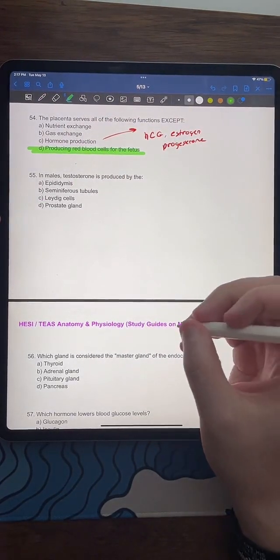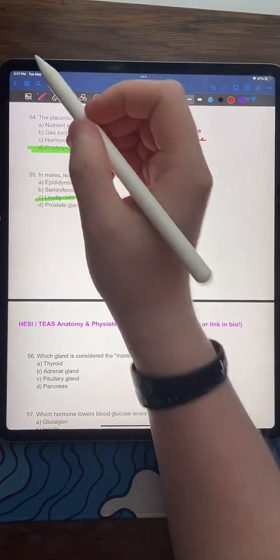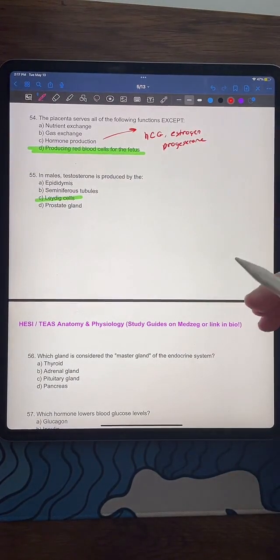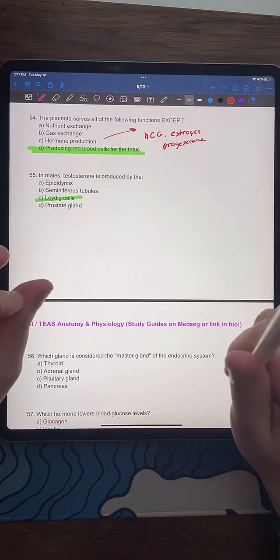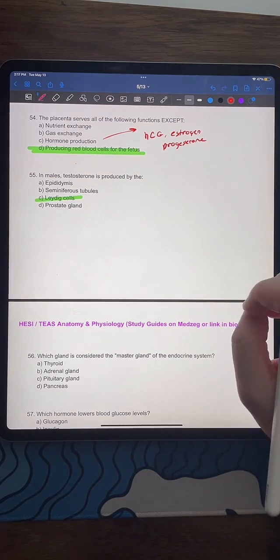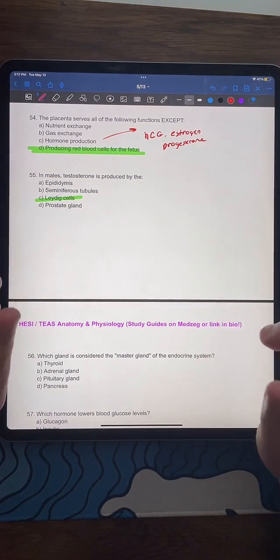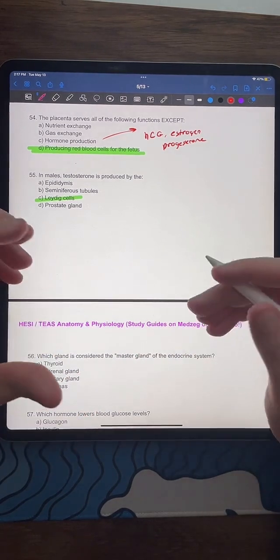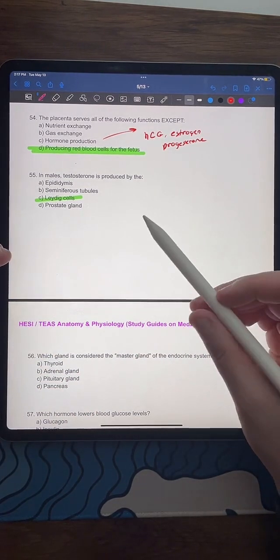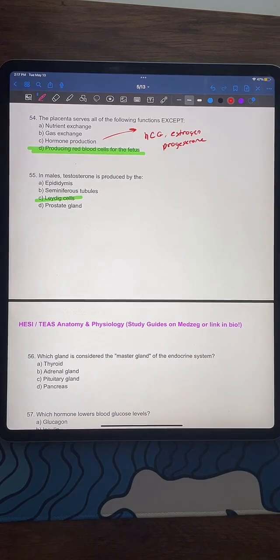So testosterone is produced by Leydig cells in response to LH stimulation. So Leydig cells in the testes produce testosterone in response to LH stimulation. Answer choice A, the epididymis stores mature sperm. The seminiferous tubules produce sperm.